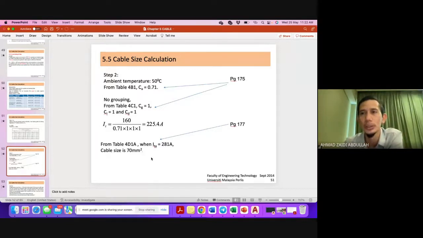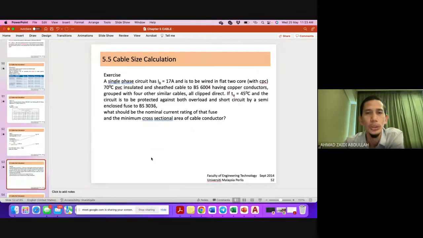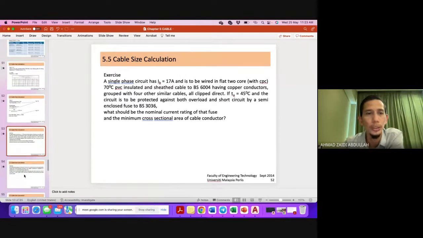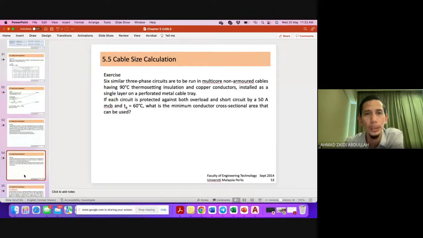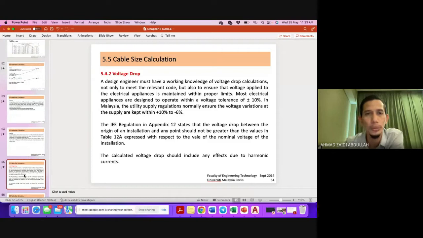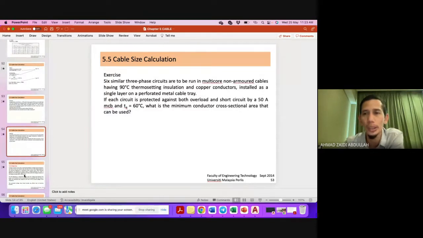Okay, so now I hope you already understand the first part on how to determine the cable size. This one is another example, you can try by yourself. Similarly, you can calculate on your own. At the hostel when you are free, try to do it yourself, try to calculate, and if there is a problem we discuss.